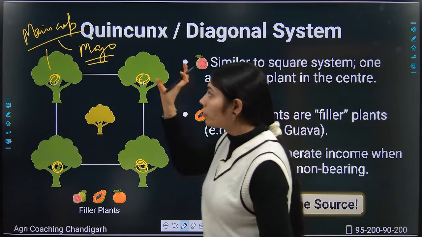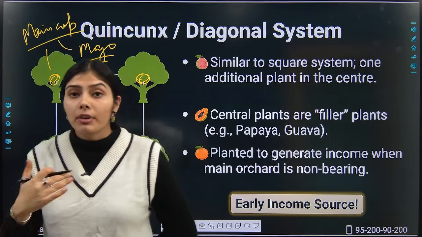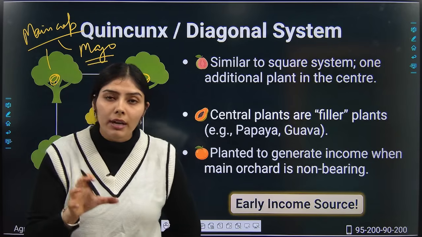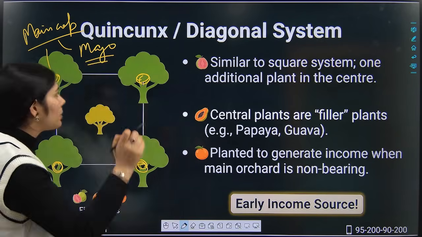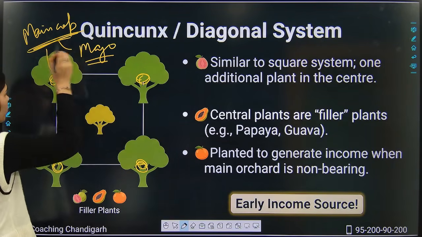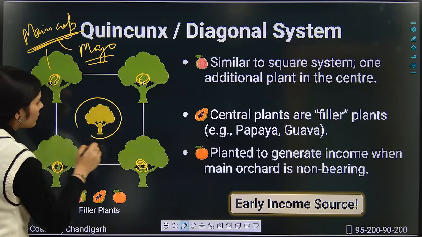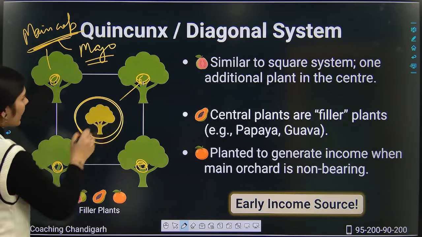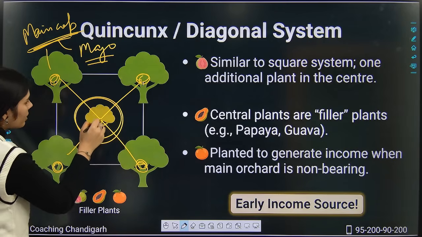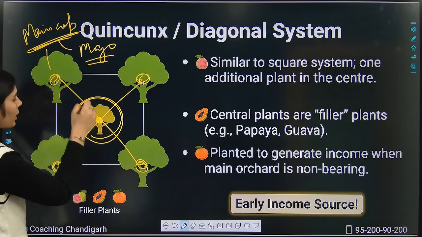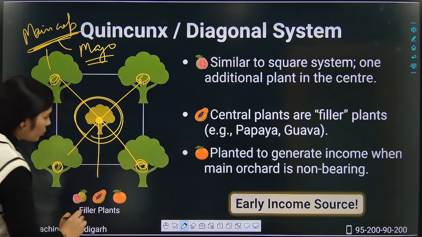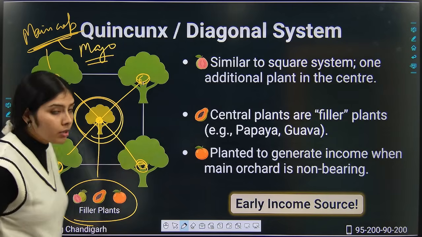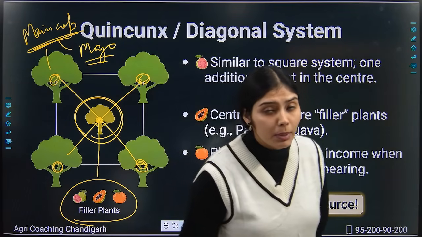So from the income point of view, the farmer can earn income in the meanwhile period also, when the main crop is not producing any crop. So for that purpose, we will use a filler plant. We can join the diagonals of the square and then we get a center point, and on that center point we will plant a plant which is known as the filler plant. Okay, so it is known as the filler plant.